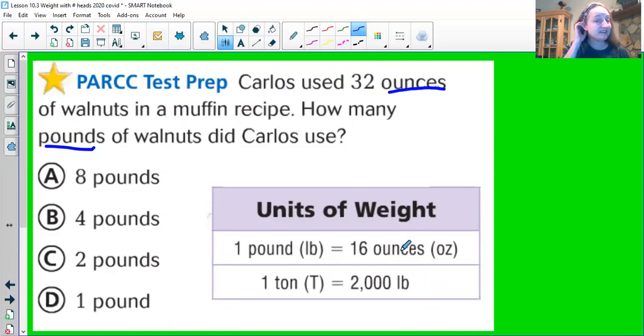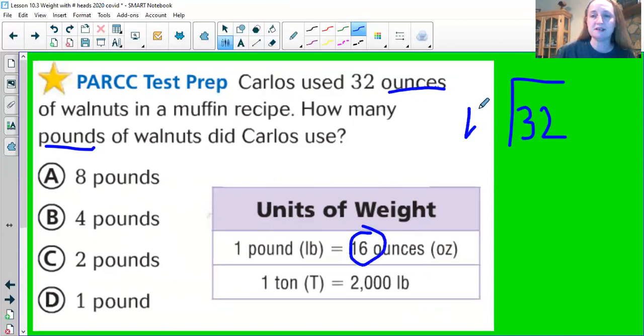All right, if you want to pause the video, you can and check. Okay, now if you paused it, let's check it together. If you didn't pause it, well, then you're just going to have to do it along with me, okay? So I'm going to divide because you're going from small to large. And when you go from small to large, you divide. So my expression is going to be 32 divided by, what do we see right here? 16.